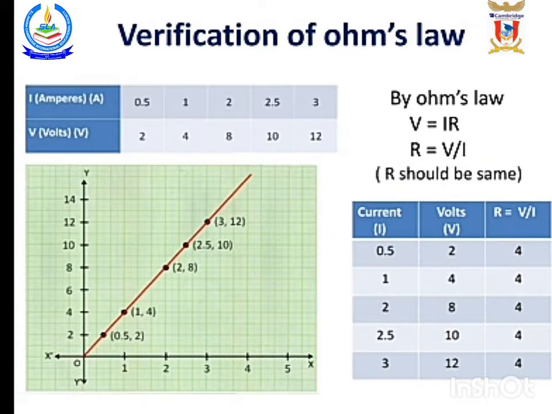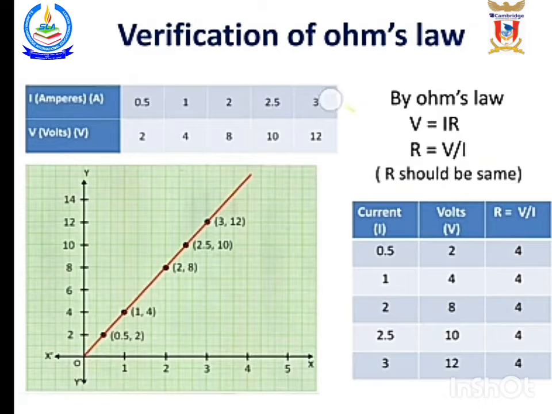So according to Ohm's law, if we increase the current, the voltage also increases, and that's why we can say that I is directly proportional to V, or V is directly proportional to I. We have these 5 readings. We have to plot these readings on a graph. If we plot these readings on a graph, we will get this straight line graph, and this graph is known as the Ohm's law graph, the graphical representation of Ohm's law. Ohm's law graph is always a straight line graph.